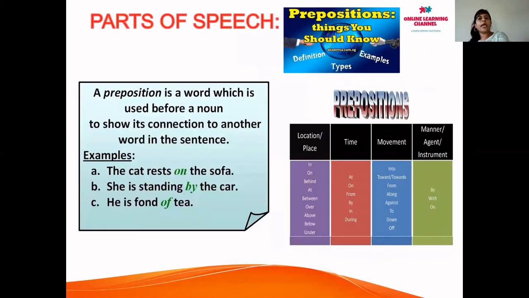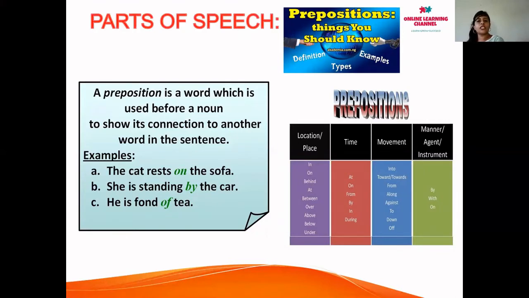Right, then we're going to look at prepositions, things you should know on prepositions. First of all, a preposition is a word which is used before a noun. It shows its connection to another word in the sentence. Example: the cat rests on the sofa. She is standing by the car and he is fond of tea. Right, and on the next column, I've got your list of preposition words.